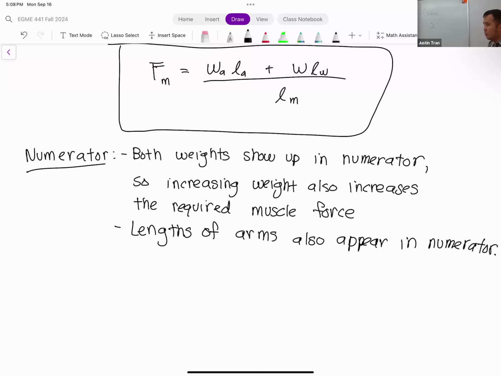Anything that appears in the numerator of a result like this, or the numerator of an equation, means that your result is going to be directly proportional to that quantity. Okay. And so if the length of the arm appears in the numerator, what that tells us is that for people that have longer arms, their muscles have to exert more force in order to support whatever external force.